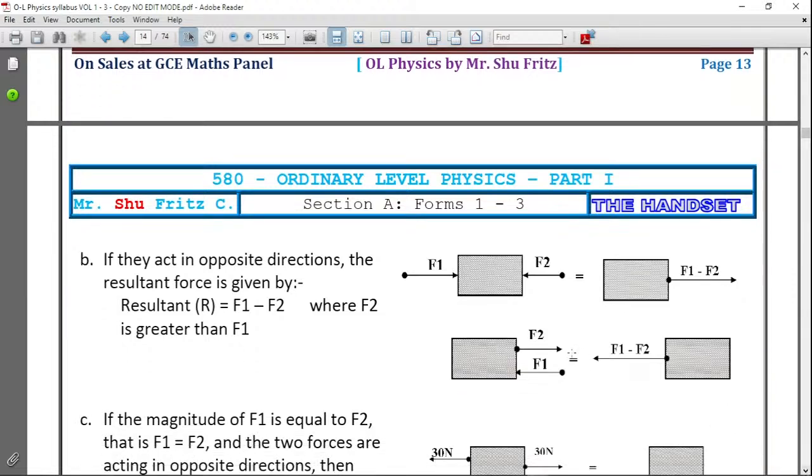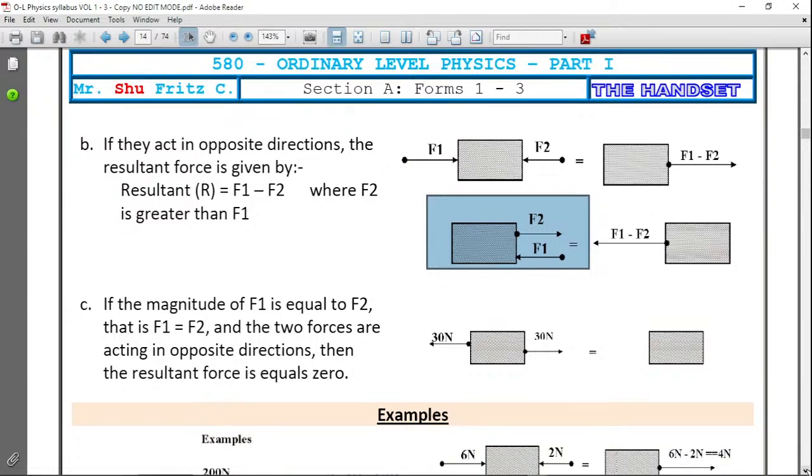Now, if they act in opposite directions like this, then the resultant force will be in the direction of the bigger force. Like when people are doing a tug of war, one side is pulling in this direction, the other side is pulling the other direction. The people that are more powerful, the rope will end up moving in their direction. The resultant is in their direction. For example, somebody is pushing you out of the house and you are forcing yourself inside. The direction will end up being the direction in which the force is stronger.